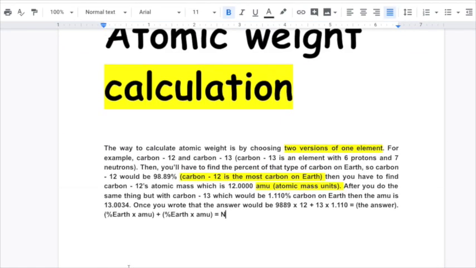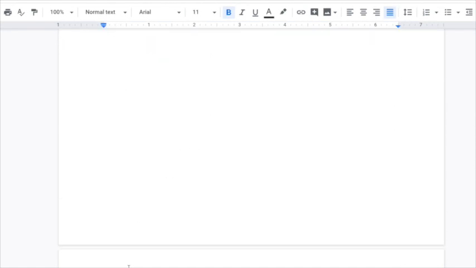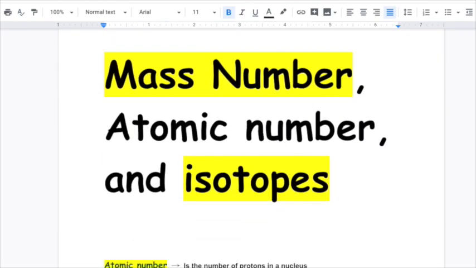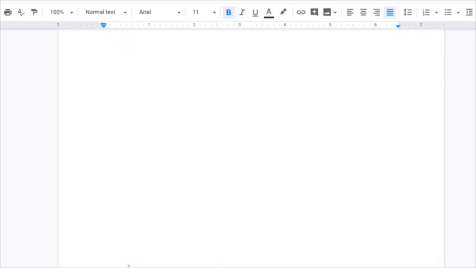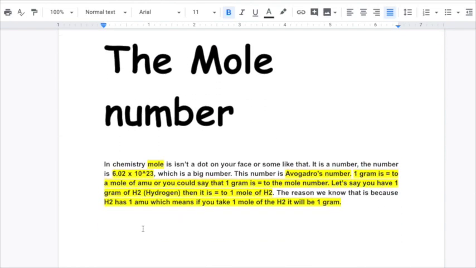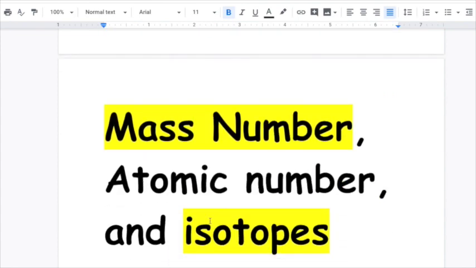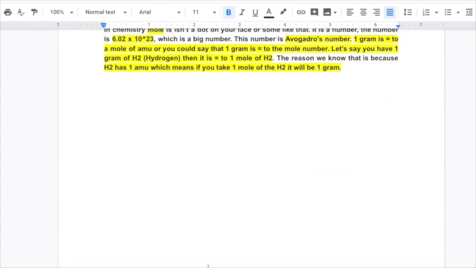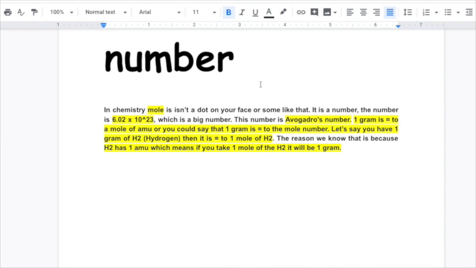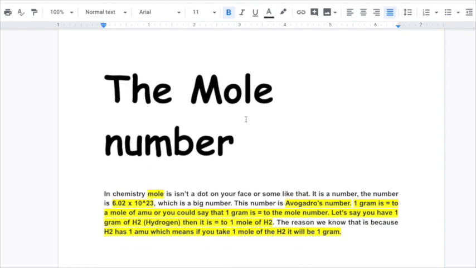So now we're going into calculations. There are only 2 more subjects left. We're going to talk about the mole number, and then we're going to go to here, and then we'll pause from there, okay? So 2 more sections to go. Not much. So the mole number.